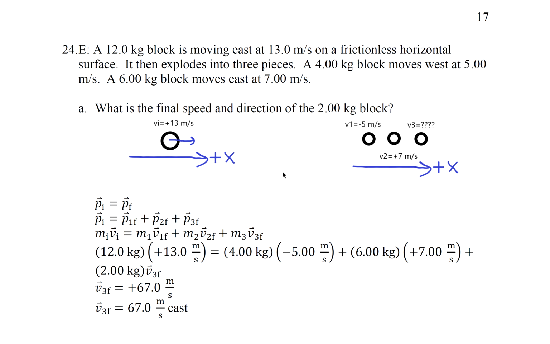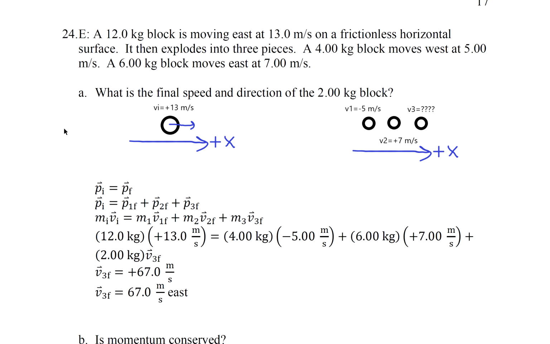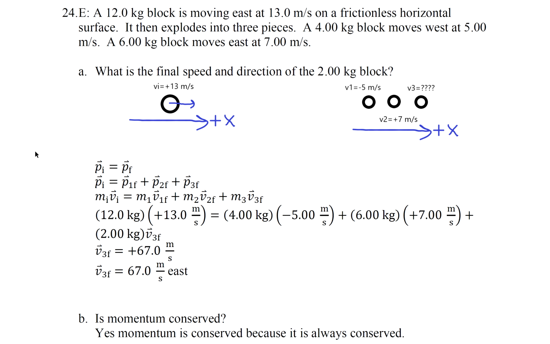So part A, what is the final speed and direction of a 2 kilogram block? So let's draw an image, an initial and final. And we're going to use the law of conservation of momentum. Initial situation equals final situation. Initially we had one object, finally we had three objects. We know P equals mv. So let's just solve for V3 final. We get positive 67 meters per second. The positive means east, because on my image I said positive is to the right or east.